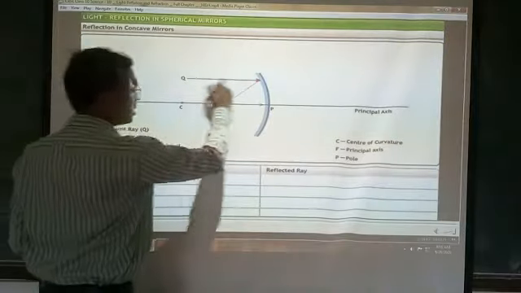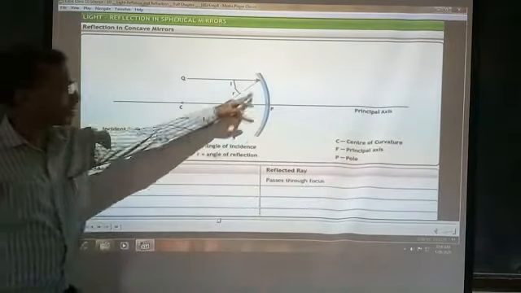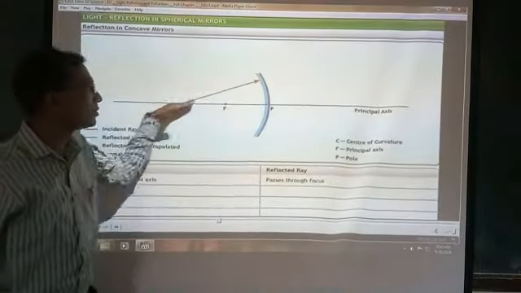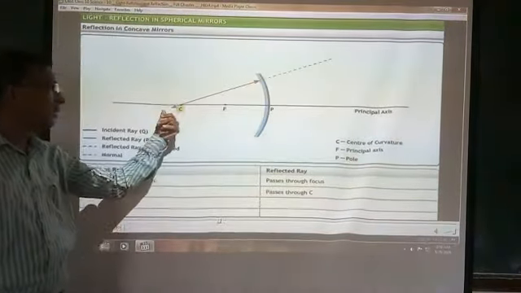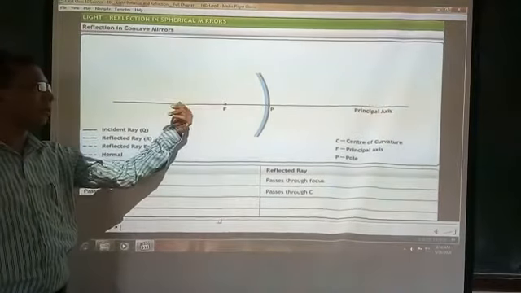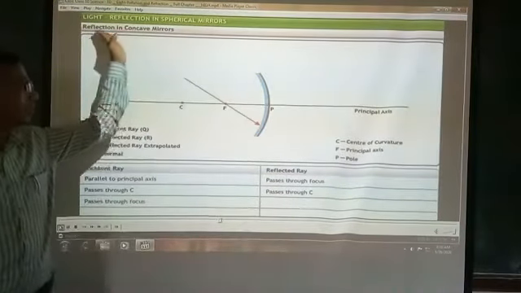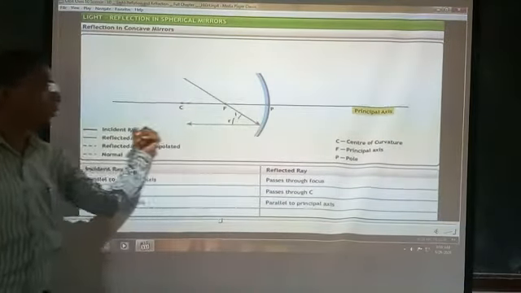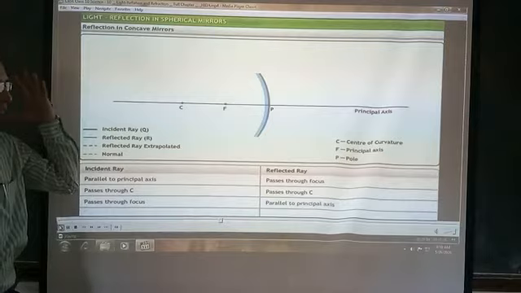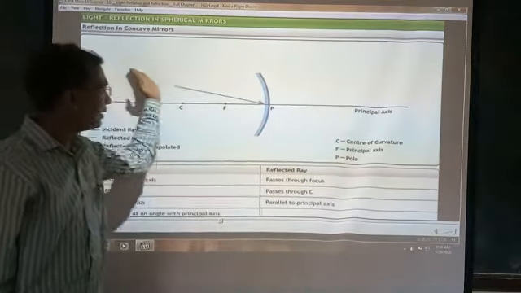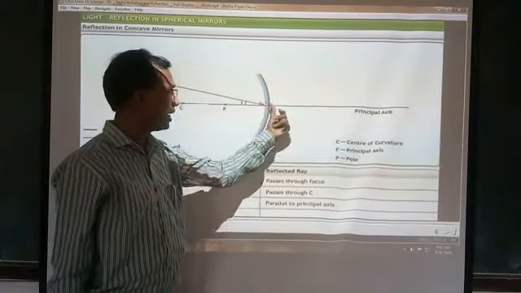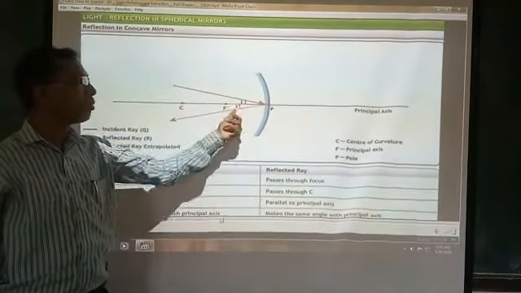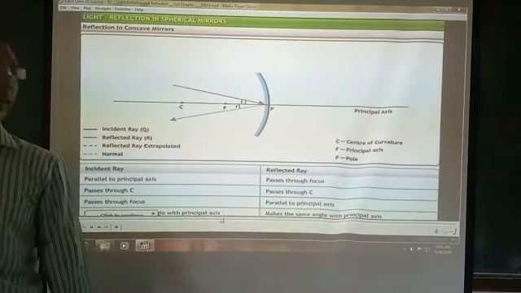So these are the incident rays, passing through the principal focus. The incident ray through the center of curvature moves back along the same path. Similarly, the incident ray passing through the principal focus goes back parallel to the principal axis. At the pole P, the ray comes back in the opposite direction, obeying the laws of reflection.